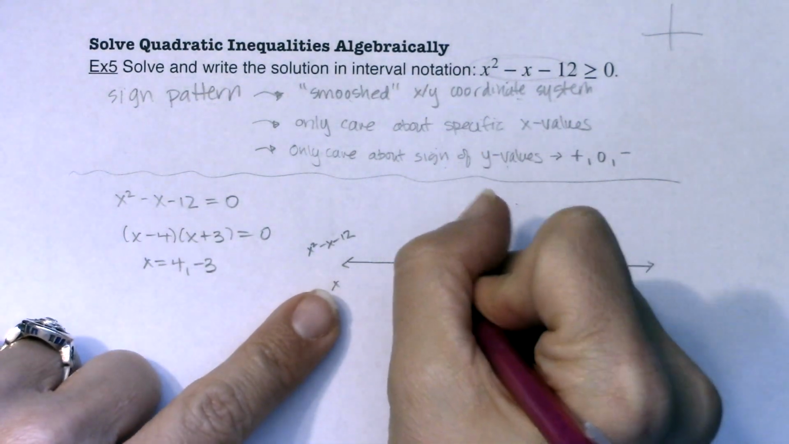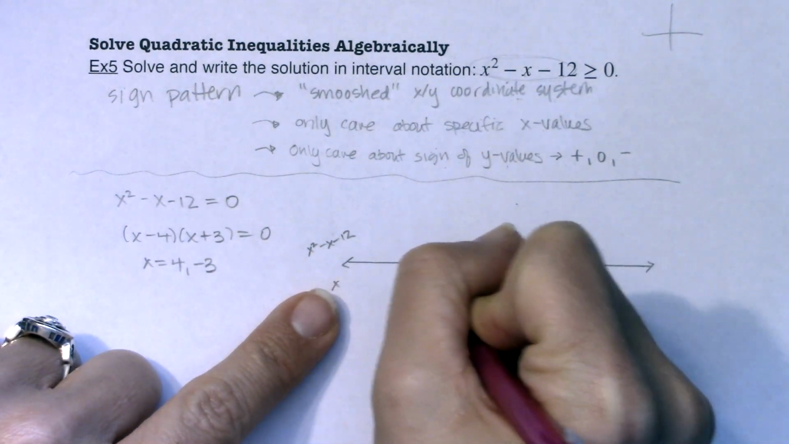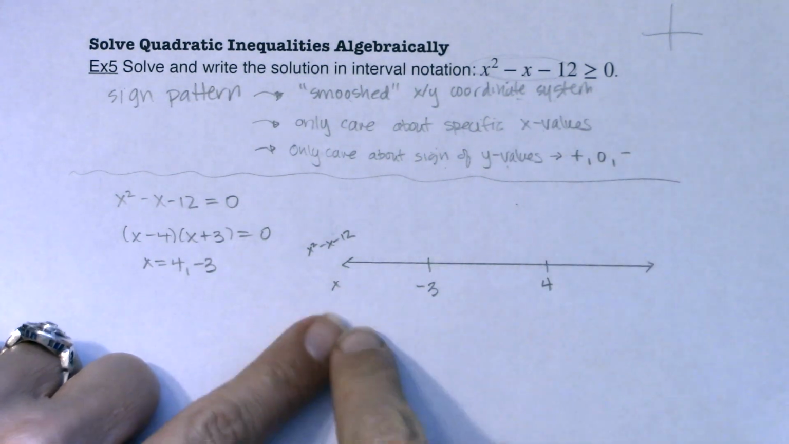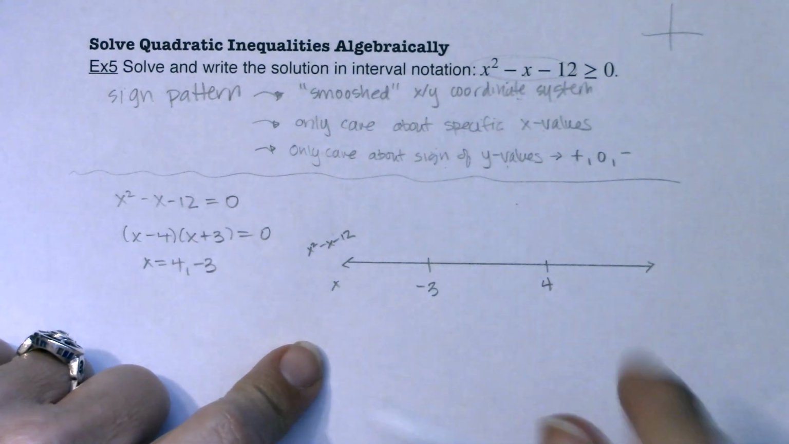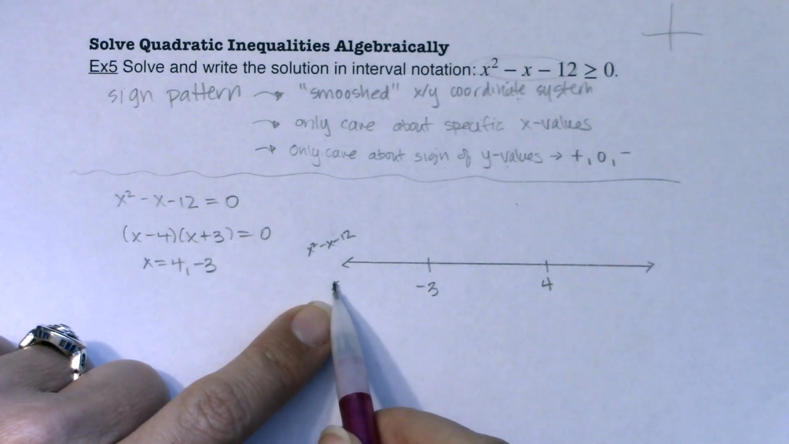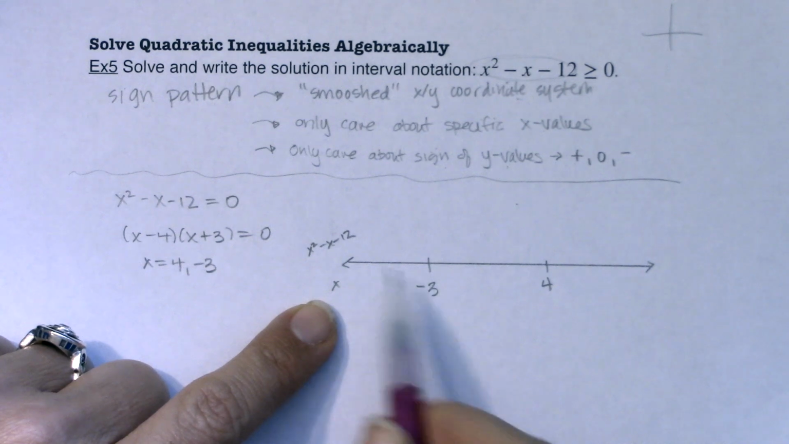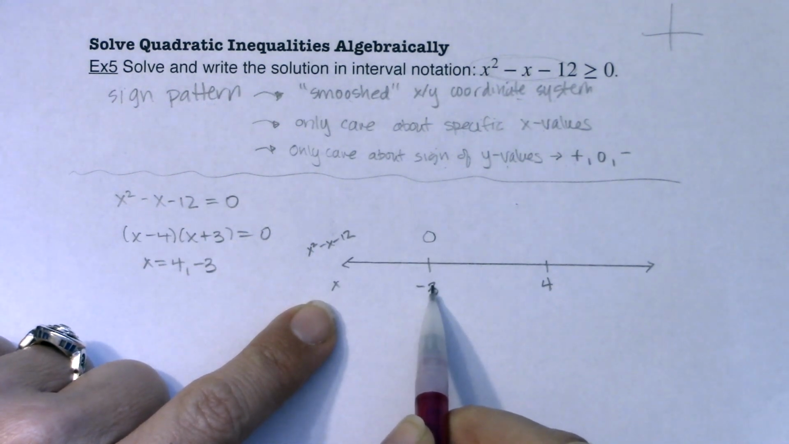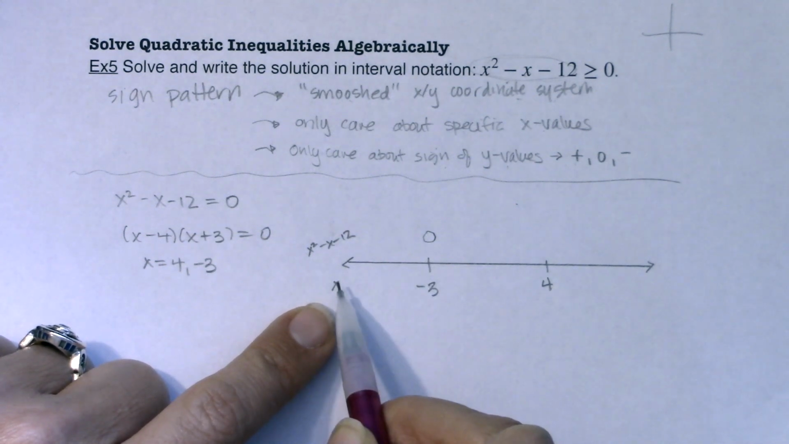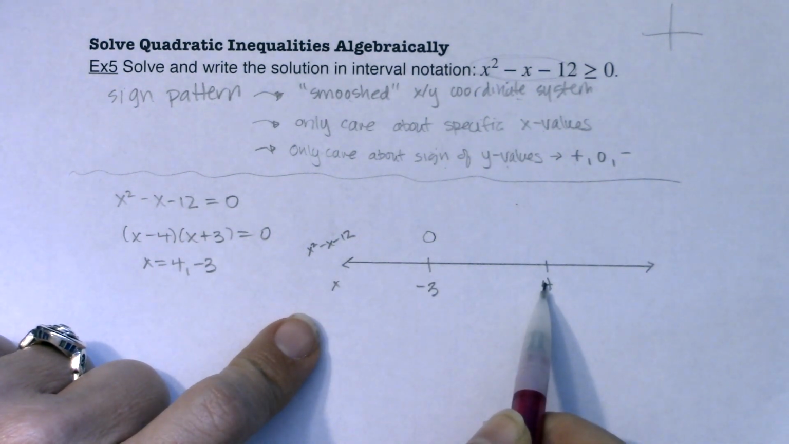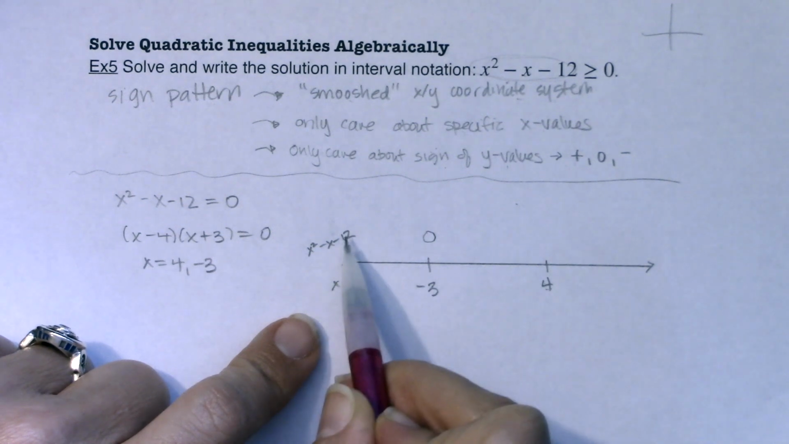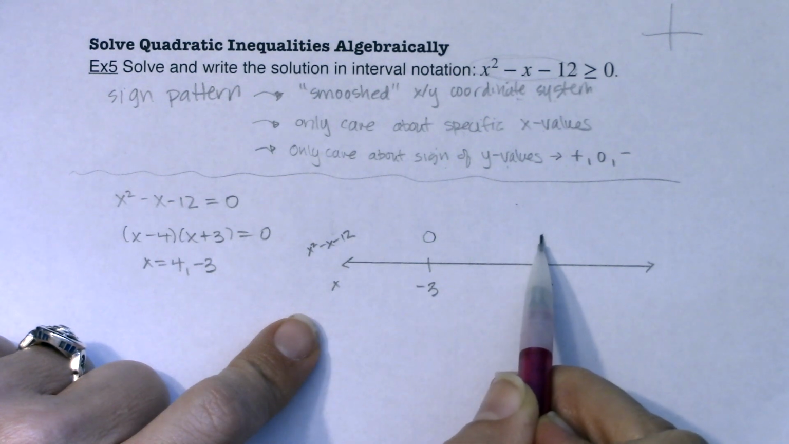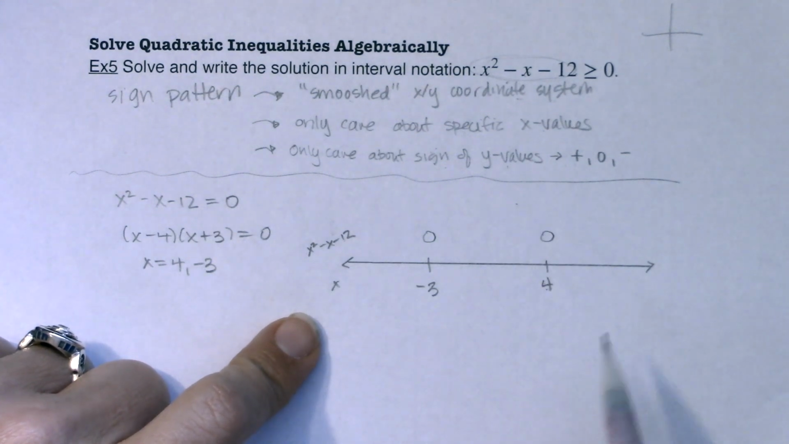How we start this is I move left to right. Negative 3 is the first x value I care about. 4 is the second x value. So I put my x values here. How we read this: when x is negative 3, x squared minus x minus 12 is 0. That's how we found this value. When x is 4, looking at the bottom, what is the sign of x squared minus x minus 12? It is also 0.